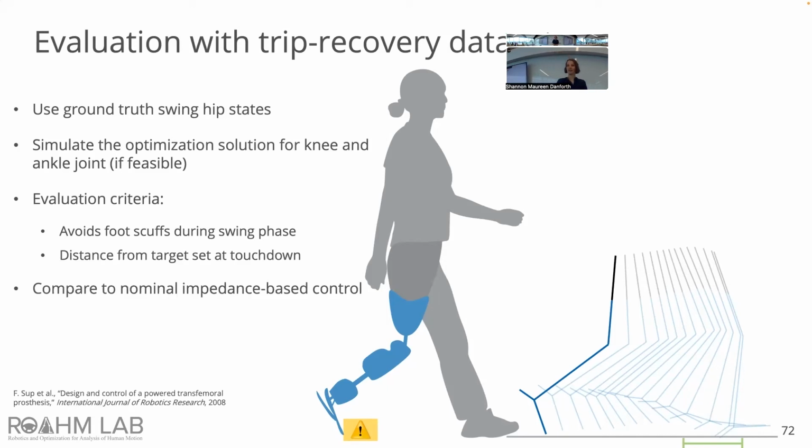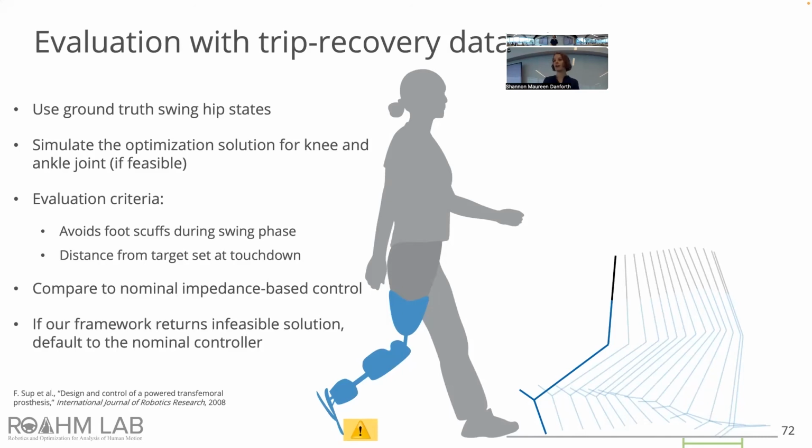We compare our method to a nominal impedance-based controller, which is a popular controller for level ground walking on robotic lower limb prostheses, and is likely what would be on the prosthesis when the trip occurs if our planner wasn't in use. And if our solution doesn't generate a feasible solution, our framework currently defaults to that nominal controller as well.